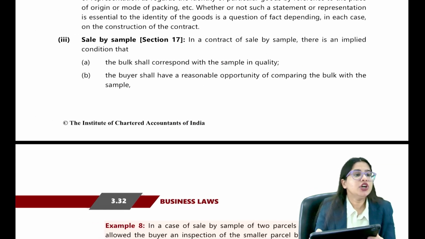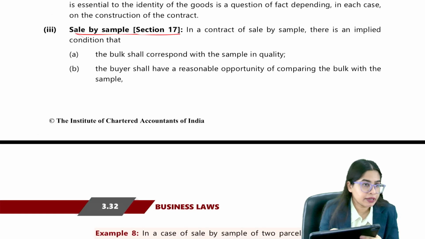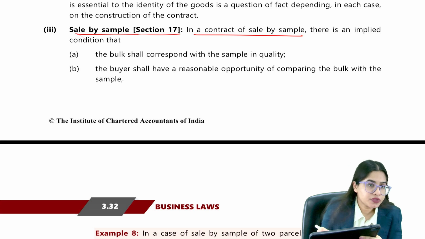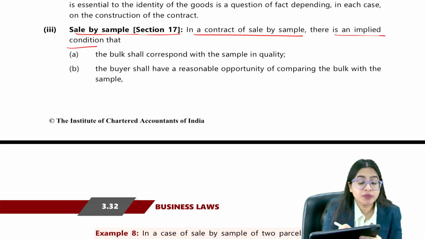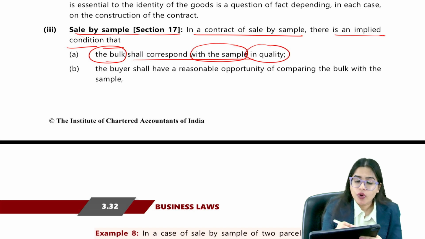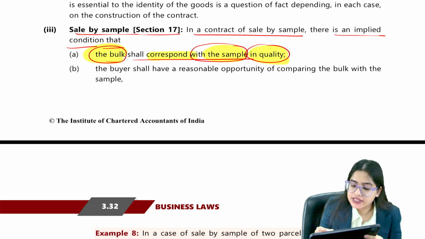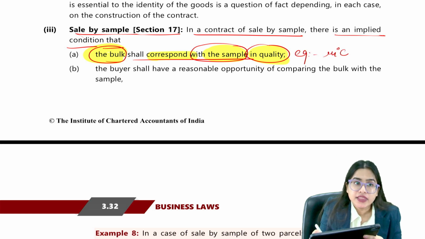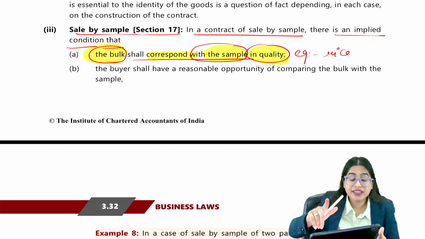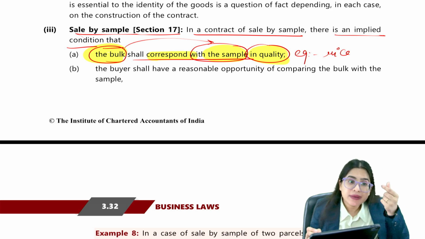Now please come here to page number 3.31 last, sale by sample, section number 17. In case there is a contract of sale by sample, there is an implied condition that the bulk shall correspond to the sample in quality. Quality mein what we are saying is that bulk should be according to the sample. Meaning, if you showed me a sample of rice, and I liked it, now the 1 kg rice that you will send me should be according to the sample only, should be similar to the sample only.